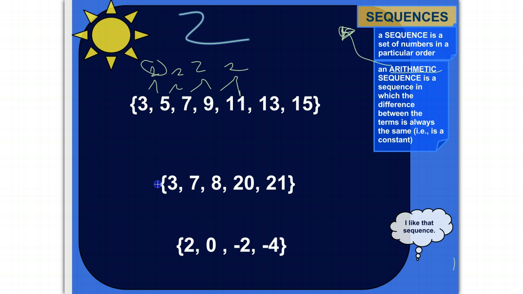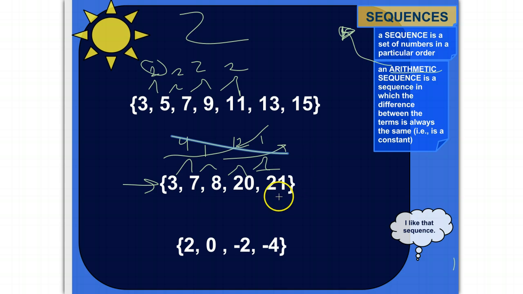Let's look at this guy right here. This is a sequence because the numbers are in order. The numbers are getting bigger and bigger. So 3, 7, 8, 20, 21 are always getting bigger. But is it an arithmetic sequence? Well, the difference between 7 and 3 is 4, but the difference between 8 and 7 is 1. And the difference between 8 and 20 is 12. And between 20 and 21 is 1. So the difference between the terms is not constant. It's not always the same. So it's a sequence, but it's not an arithmetic sequence.